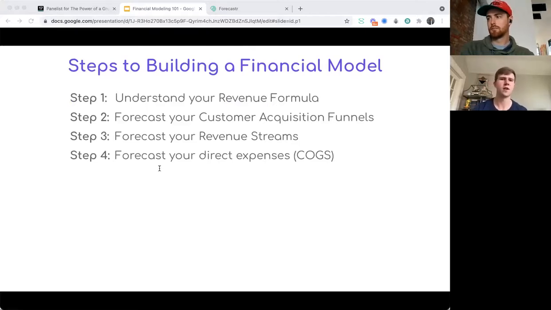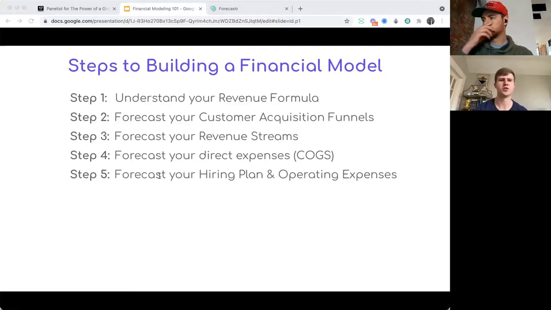So this is where we're going to be forecasting our cost of goods sold, or COGS, as shown here on this slide. And it's meant to show the direct cost associated with producing your goods or services. So if I sell another dollar of revenue, how much cost is going to be associated with that? You're also going to need to forecast all of your indirect expenses, alongside your revenue stream.